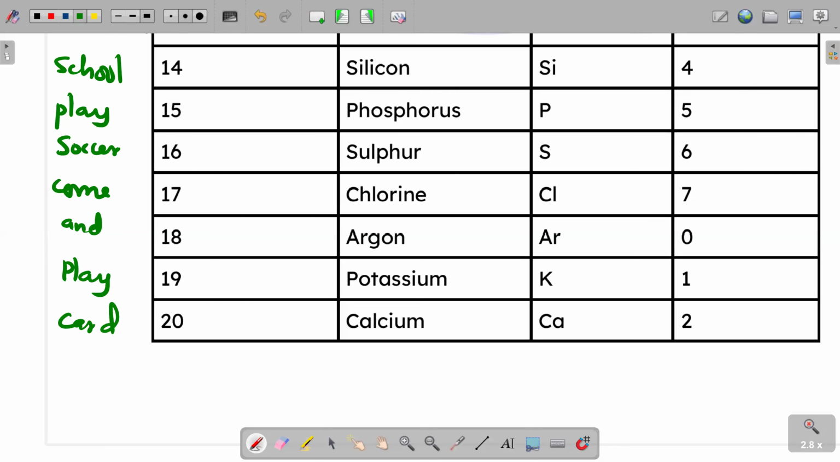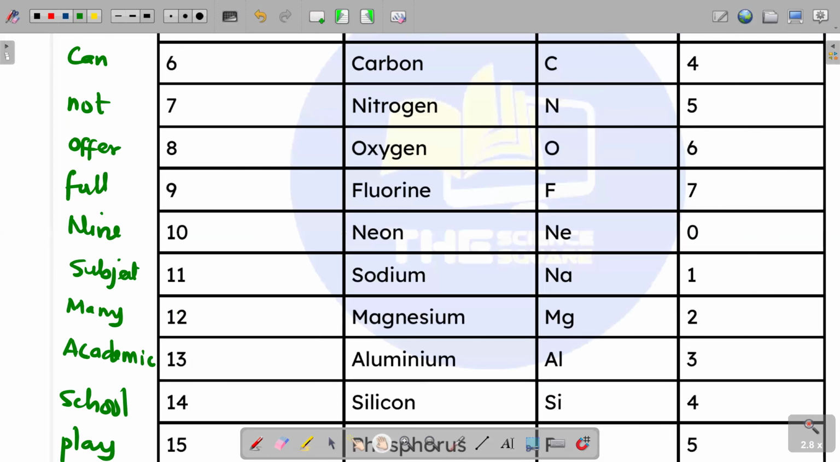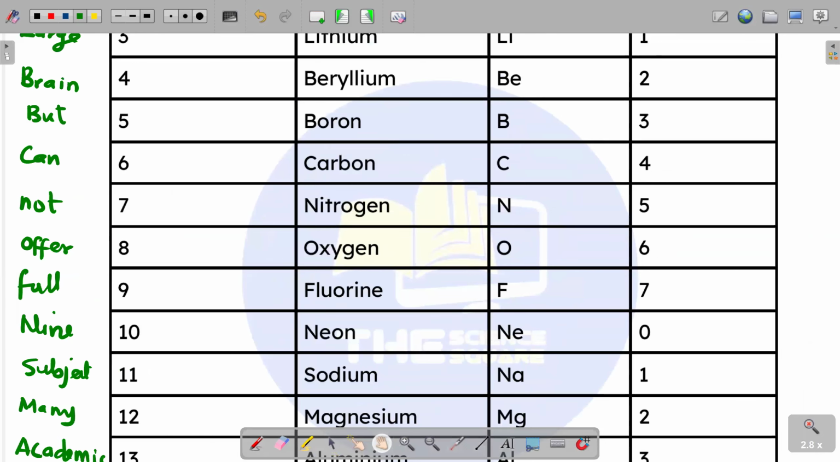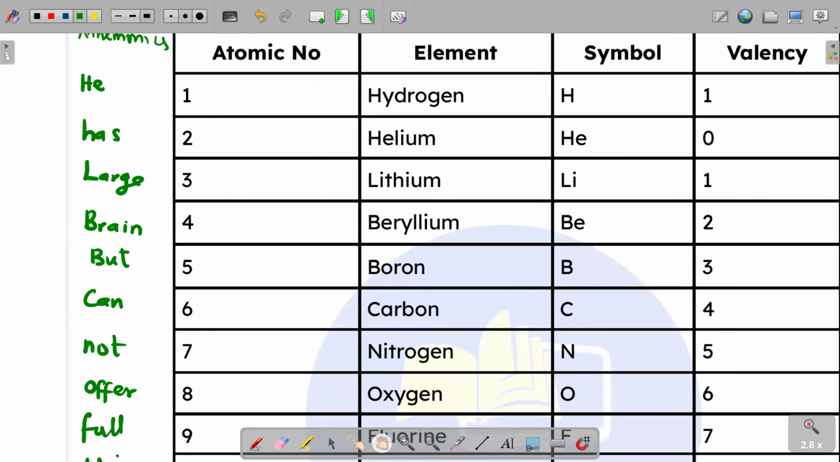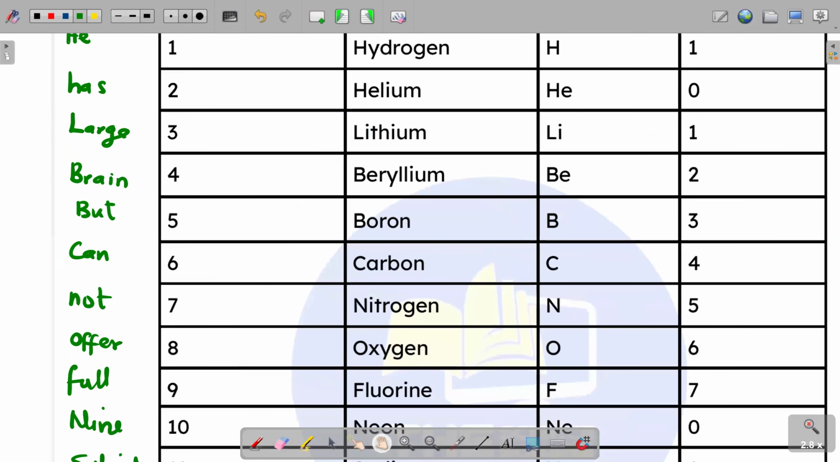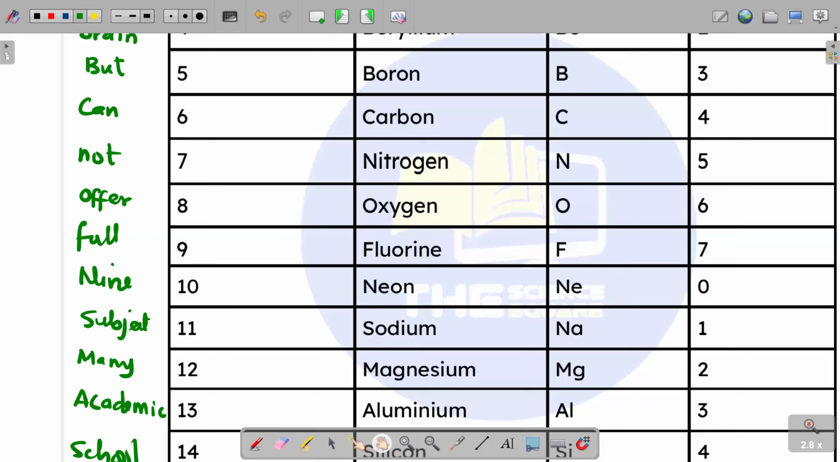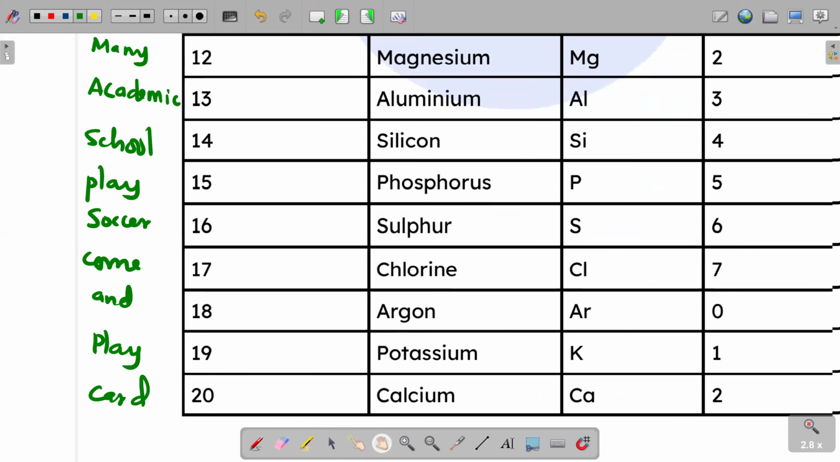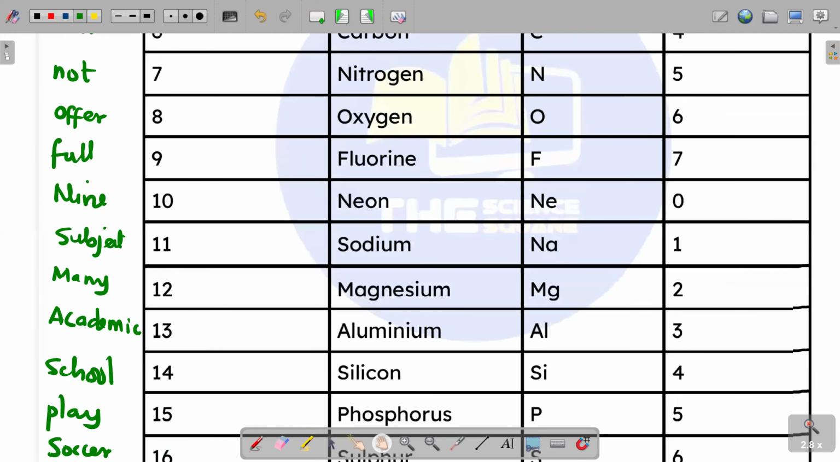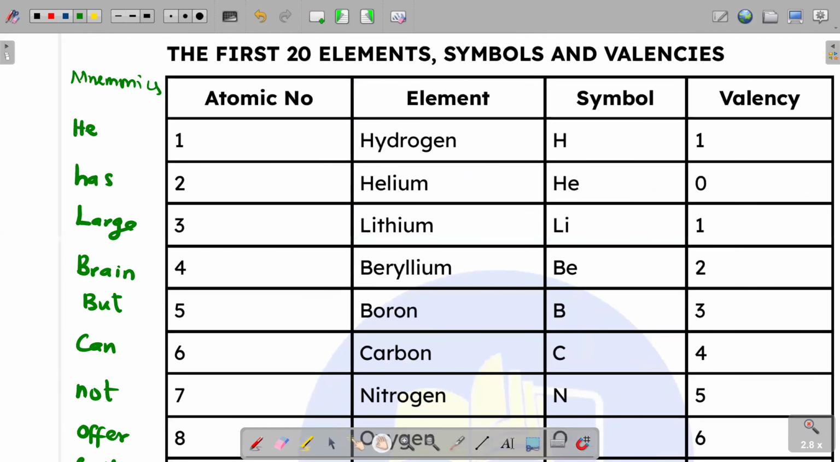So you can use this mnemonic to tie down your first 20 elements. Whenever you need it, you can easily recite the mnemonic and quickly figure out the elements if you don't have access to a periodic table. Some persons also use songs to tie down the first 20 elements. Hydrogen, helium, lithium, beryllium, boron, carbon, nitrogen, oxygen, fluorine, neon, sodium, magnesium, aluminum, silicon, phosphorus, sulfur, chlorine, argon, potassium, calcium. So there are different techniques that can help you memorize your first 20 elements.